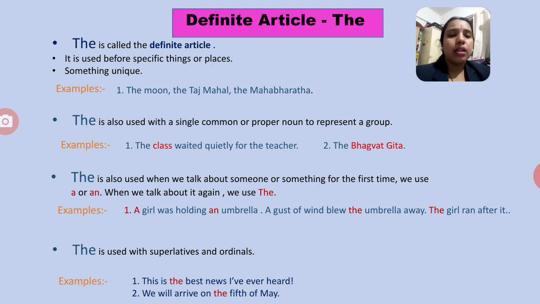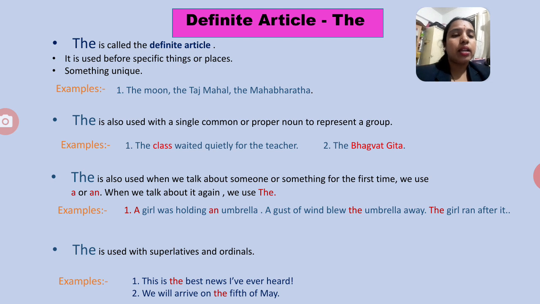For example, one example I have given you to understand better. See, a girl was holding an umbrella. A gust of wind blew the umbrella away. The girl ran after it. In this example you can see I have used a girl in the first sentence and the girl in the last sentence. Why? Because in the first sentence, a girl was holding an umbrella, we don't know which girl, but a girl is there and that girl was holding an umbrella.